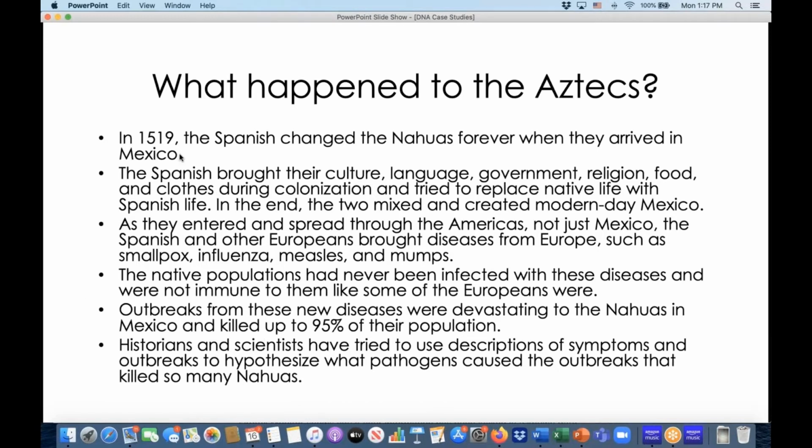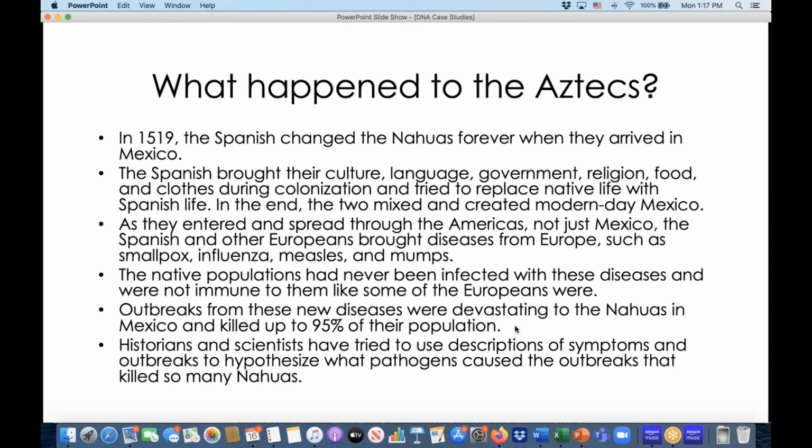Obviously things were changed permanently in 1519 with the bringing in of culture, language, government, religion, food, as well as disease. The native populations had not been exposed, and so they didn't have immunity like the incoming Europeans. It turns out that a lot of these disease outbreaks were incredibly serious and devastating, and killed up to 95% of the local populations. Since then, historians and scientists have tried to use descriptions of the symptoms to hypothesize what pathogens may have caused the outbreaks that killed so many of the Nahua people.